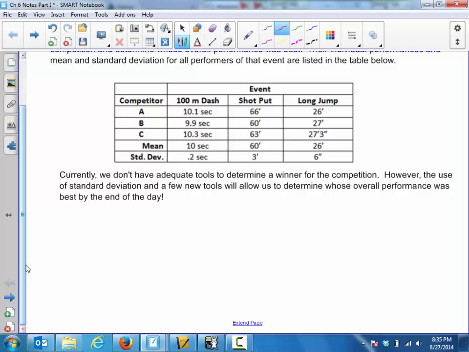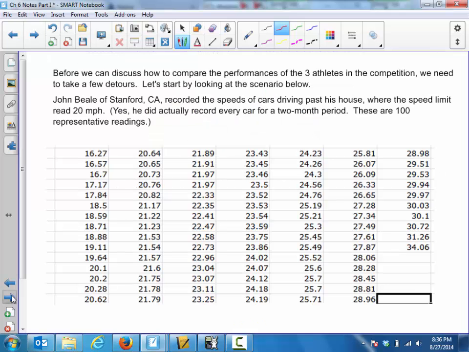Currently we don't have adequate tools to determine a winner for the competition. However, the use of standard deviation and a few new tools will allow us to determine whose overall performance was best by the end of the day, by the end of the notes. We're going to look at that. So we're coming back to the question of slide 1. That will return once we've got our z-score.